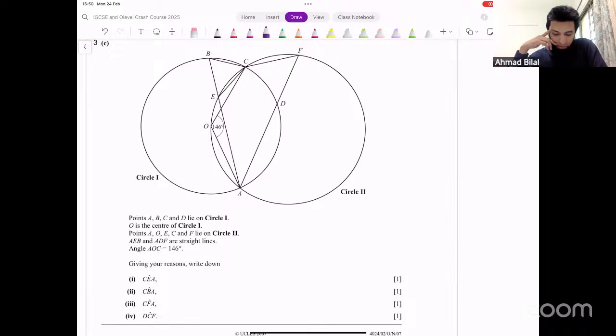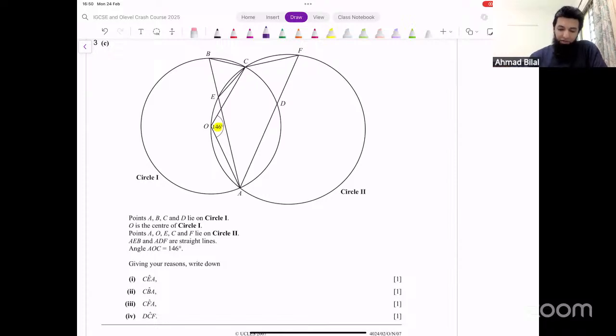Okay, now how do we think about this? Let's do it step by step. So what information are we given? We have some straight lines, we've got two circles, and we're given one angle here. This angle is 146 degrees. So that's the only angle that we know in this whole diagram.